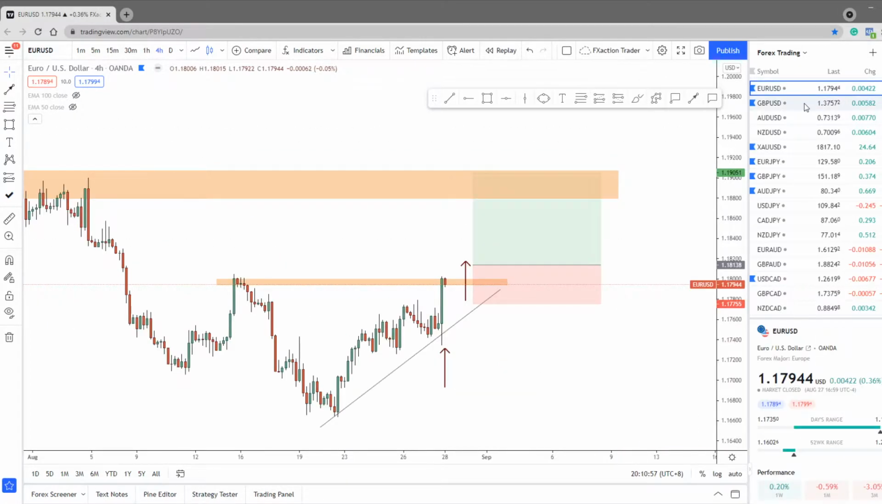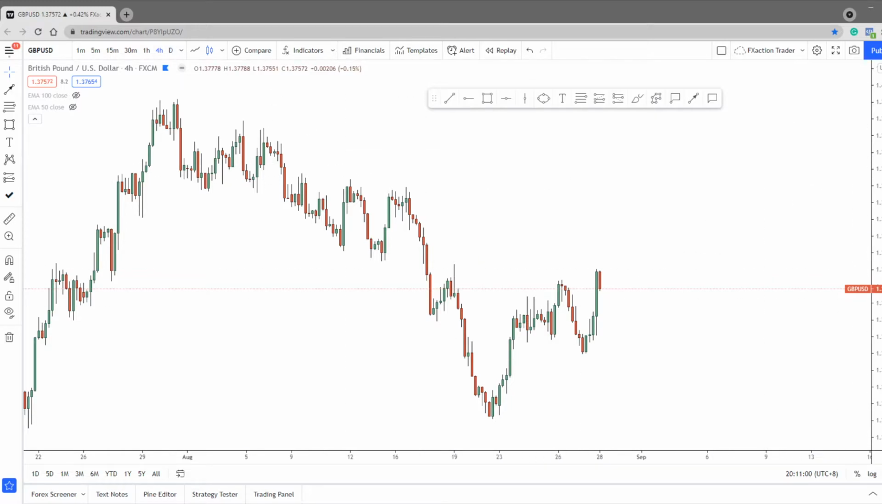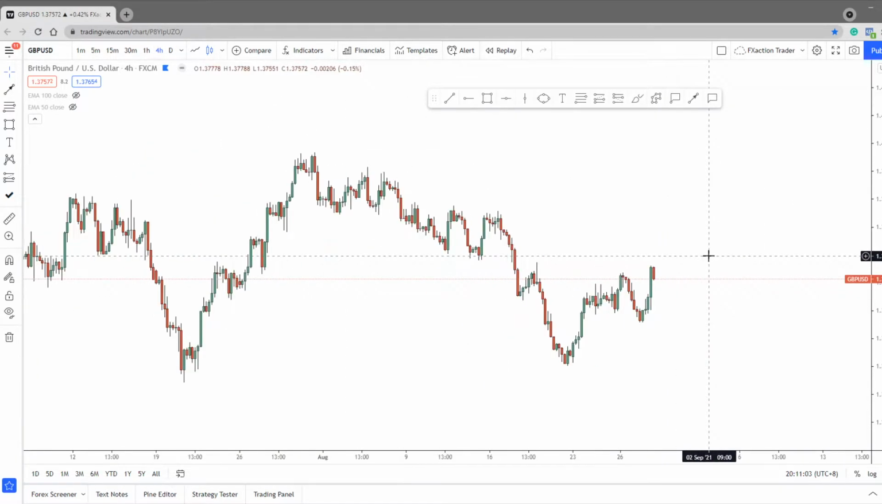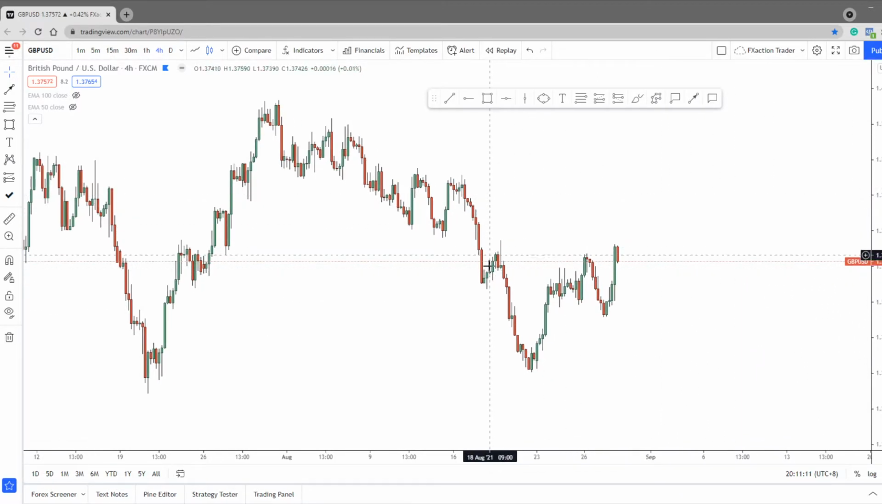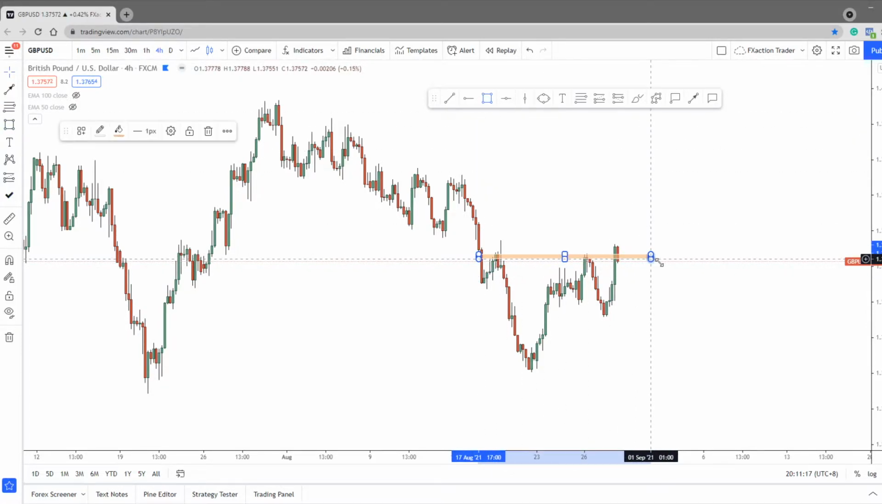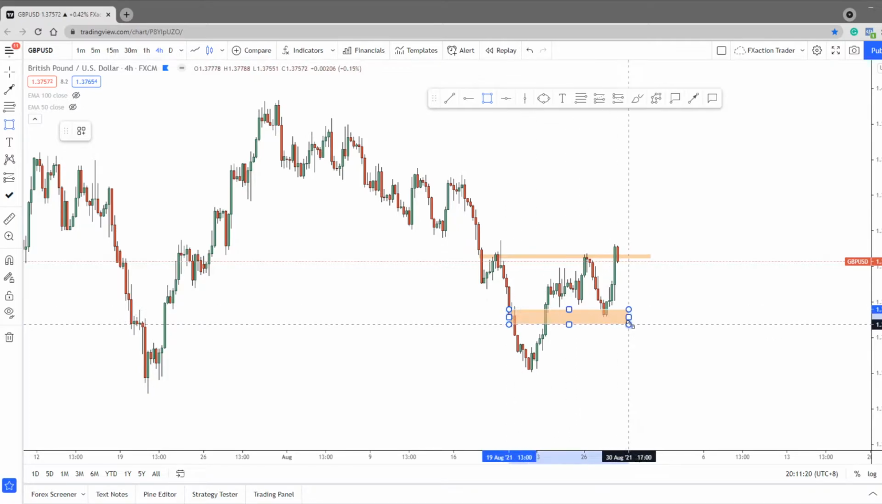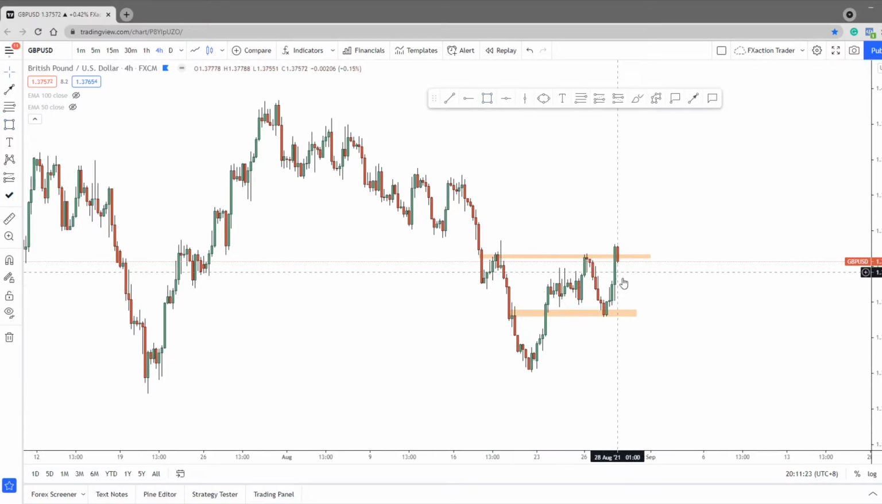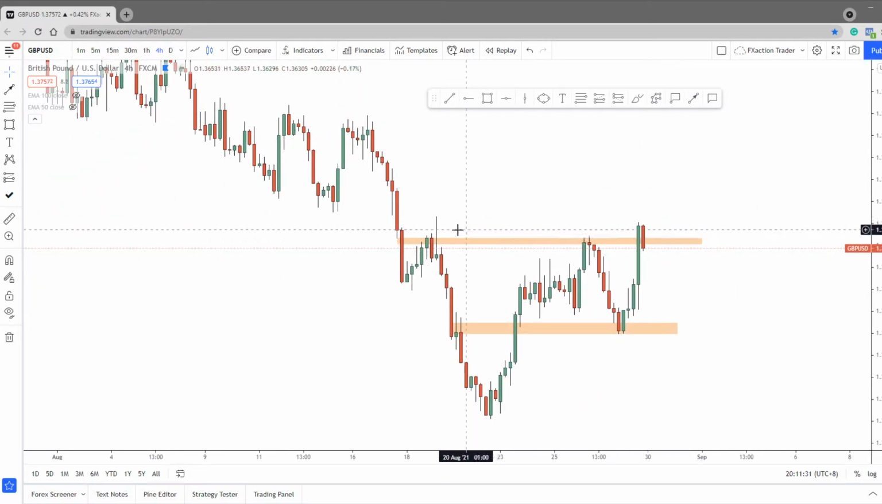So let us have a look on the Pound Dollar. On Pound Dollar, the chart pattern is quite similar to what we have seen on the Euro Dollar. First thing first, market was trying to push lower, but somehow market got rejected at this level. Market did a breakdown, and then market broke back into the structure and had a nice breakout and closed above this previous double top area or previous resistance area at 1.377.